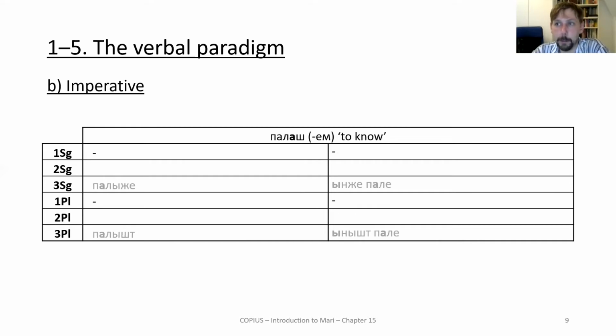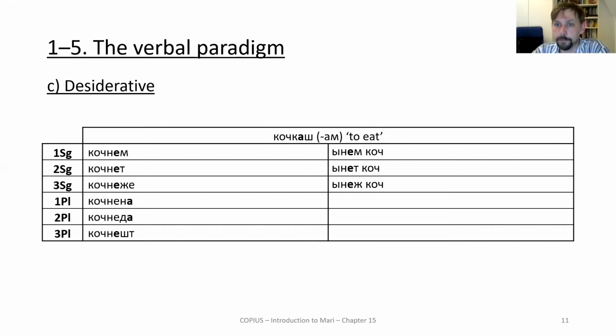And second conjugation. There we go. Desiderative. I want to eat, I want to know. And to know.